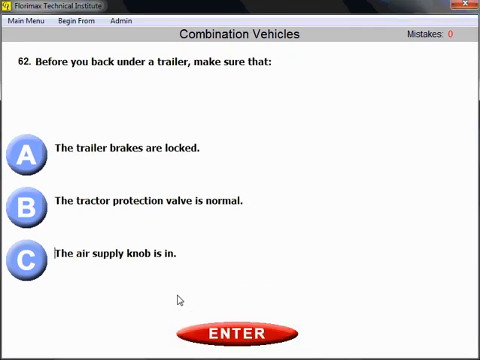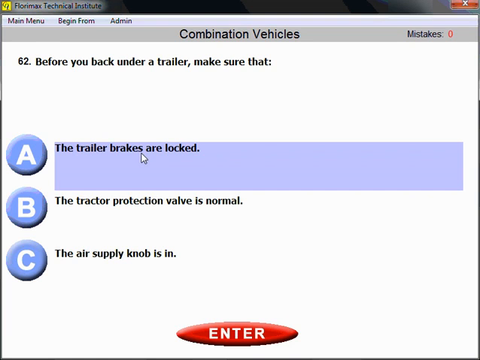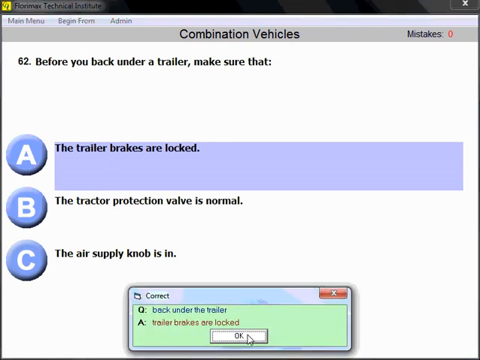Question number 62. Before you back under a trailer, make sure that, and again, the answer is obvious, make sure the trailer brakes are locked, because otherwise you can hit the trailer with your tractor and make it roll. So before you back under a trailer, make sure the trailer brakes are locked. So when you're going under the trailer, make sure the trailer brakes are locked. Okay, trailer brakes are locked.